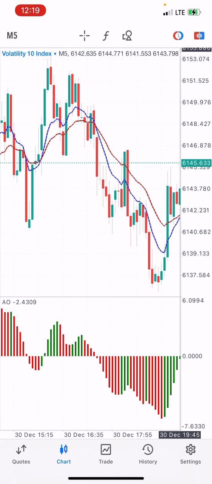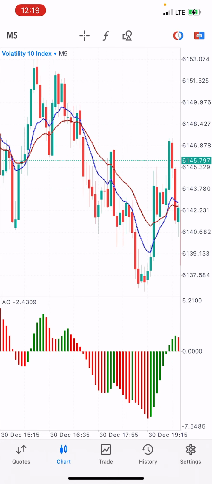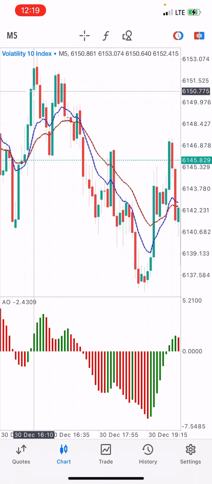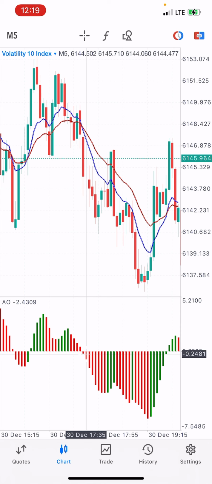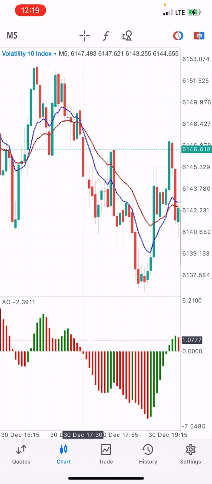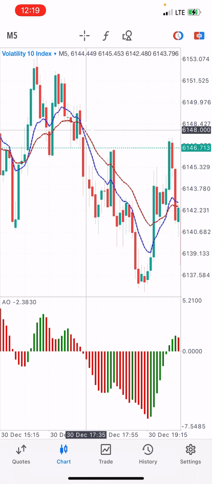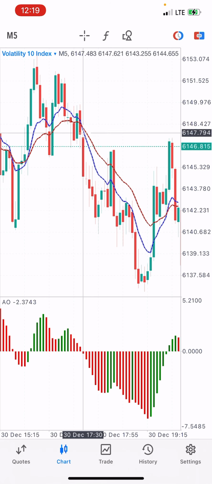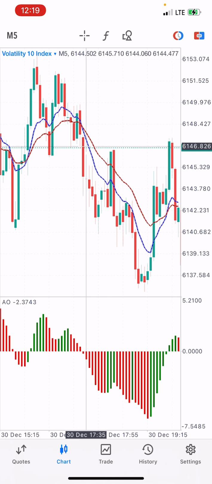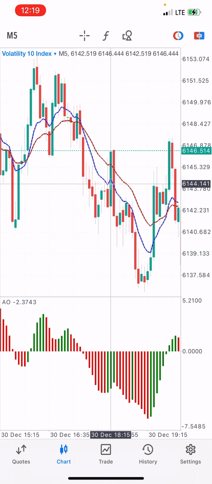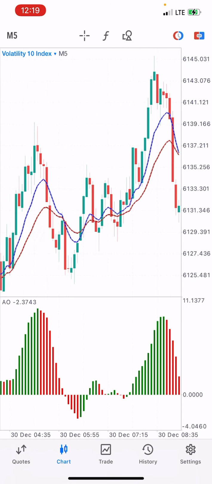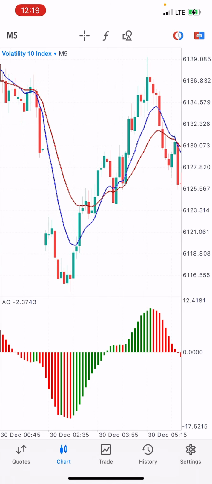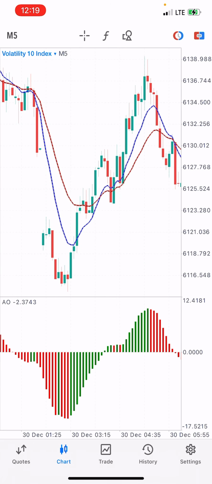Okay, to place a sell, guys, you watch out for the red moving average crossing above the blue moving average and the awesome oscillator going below the zero level. So if you were watching this market, first you see the first confirmation at this point, you wait for the second confirmation, which was almost at the same point, and then you make some sell and take profit, guys. So this is the strategy. It's a very simple and powerful strategy for volatilities.